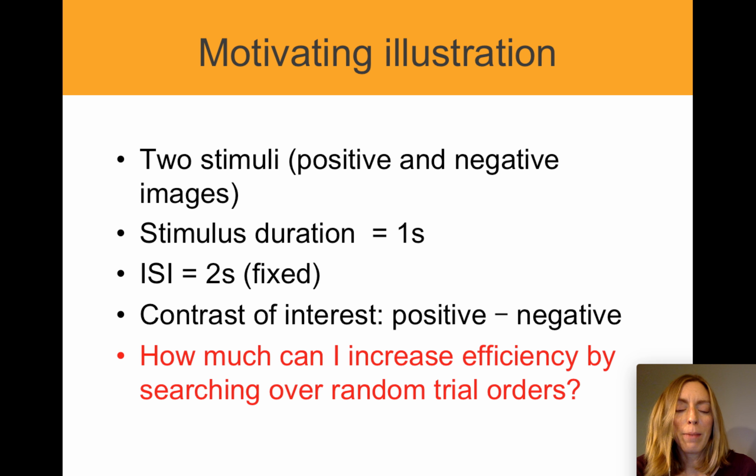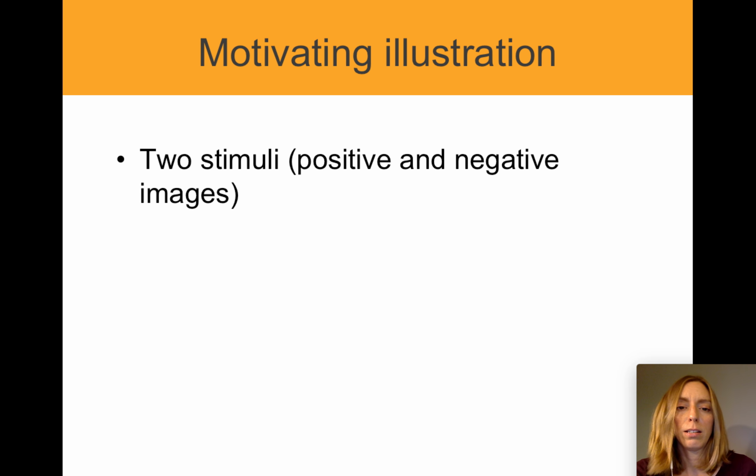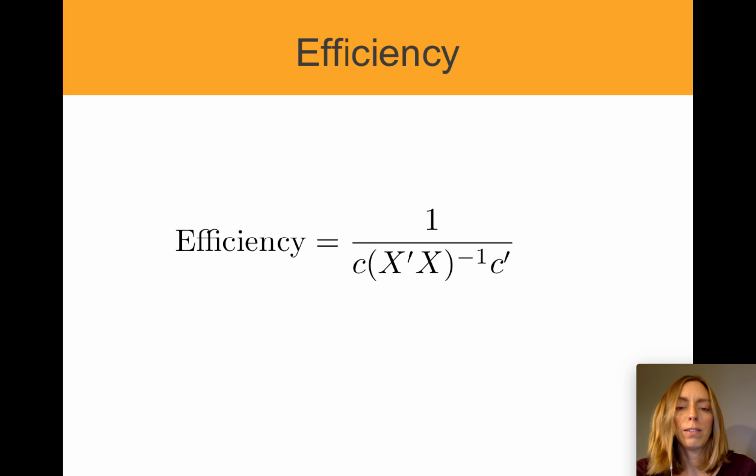Okay, so how much can I increase efficiency by searching over random trial orders? So I randomly ordered the trials, created my design matrix X, and computed this efficiency. And I repeated that like 100 times for different orderings.